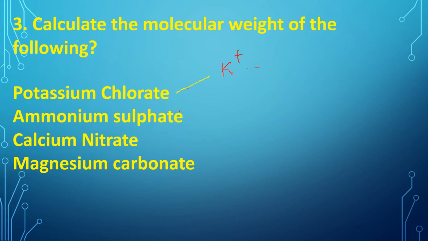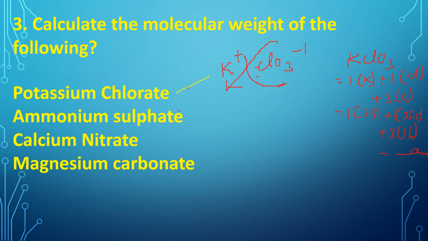Potassium means K plus, then ClO3 minus 1. Use the crisscross method, and finally you will get the potassium chlorate formula, that is KClO3. Then 1 into K plus 1 into Cl plus 3 into O, that is equal to 1 into 39 plus 1 into 35.5, then plus 3 into oxygen, which is 16. Then you have to calculate, and it will come in AMU.